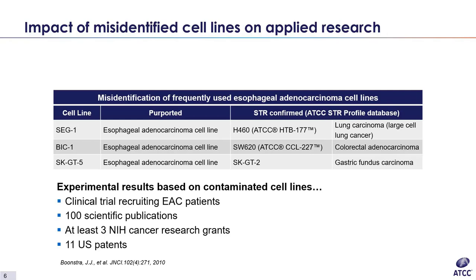Let's take a look at J.J. Boonstra's landmark paper in 2010. They did a study on 40 esophageal adenocarcinoma cell lines and found that three of those were misidentified. What's really scary, though, is that data that came from experiments using those cell lines was used in over 100 scientific publications, at least three NIH grants, 11 patients, and perhaps scariest of all, a clinical trial that recruited EAC patients. So the impact of using misidentified cell lines cannot be overstated.